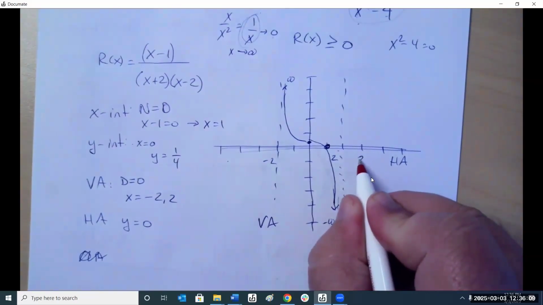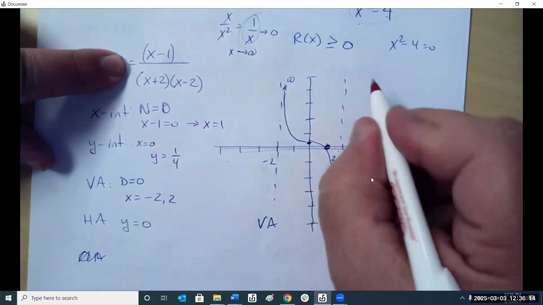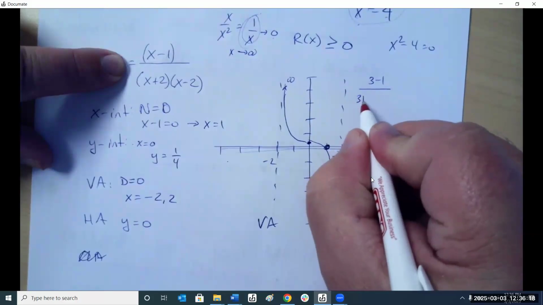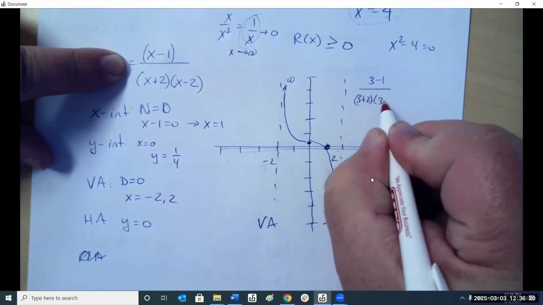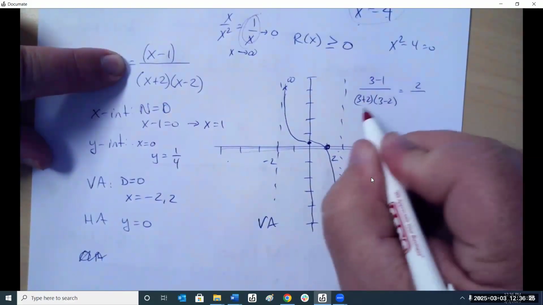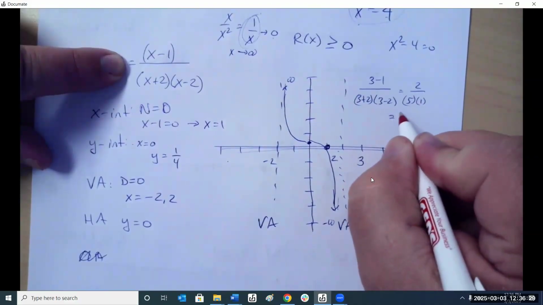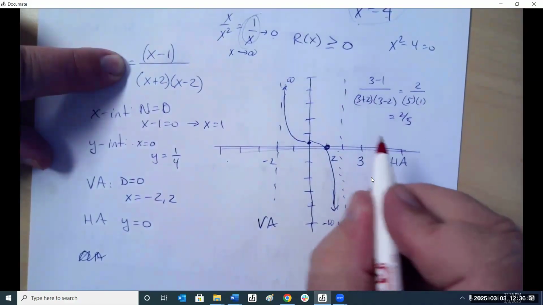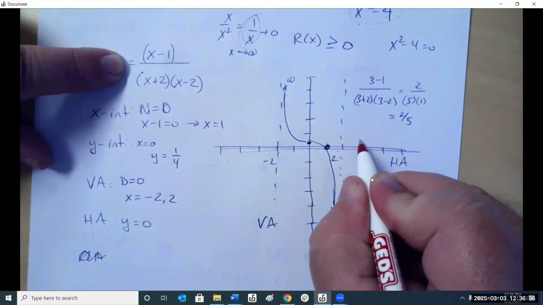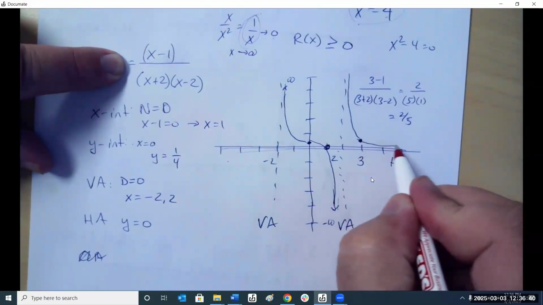Pick a point at x equals 3. When x equals 3, what do I get? 3 minus 1, 3 plus 2, 3 minus 2. 3 minus 1 is 2, 3 plus 2 is 5, 3 minus 2 is 1. I get positive 2/5. So this half will look like this.